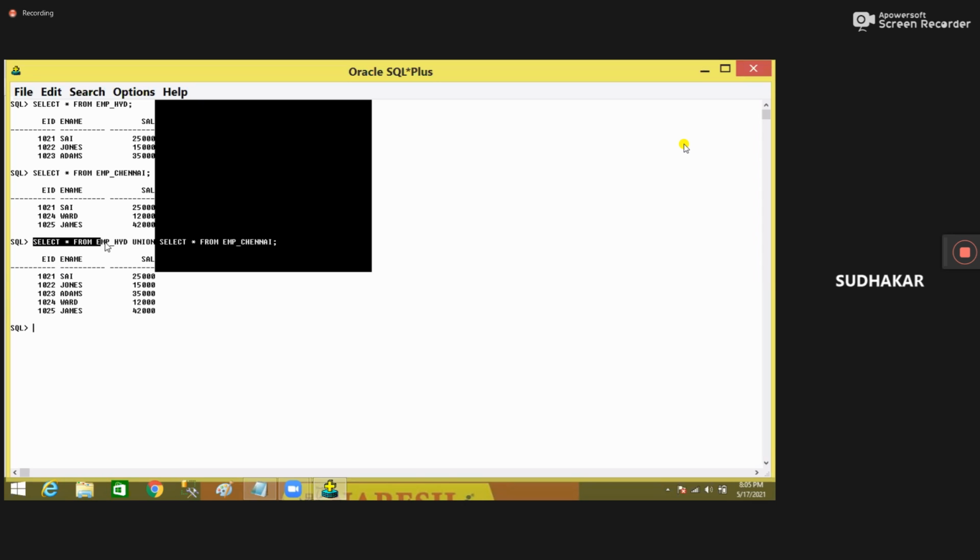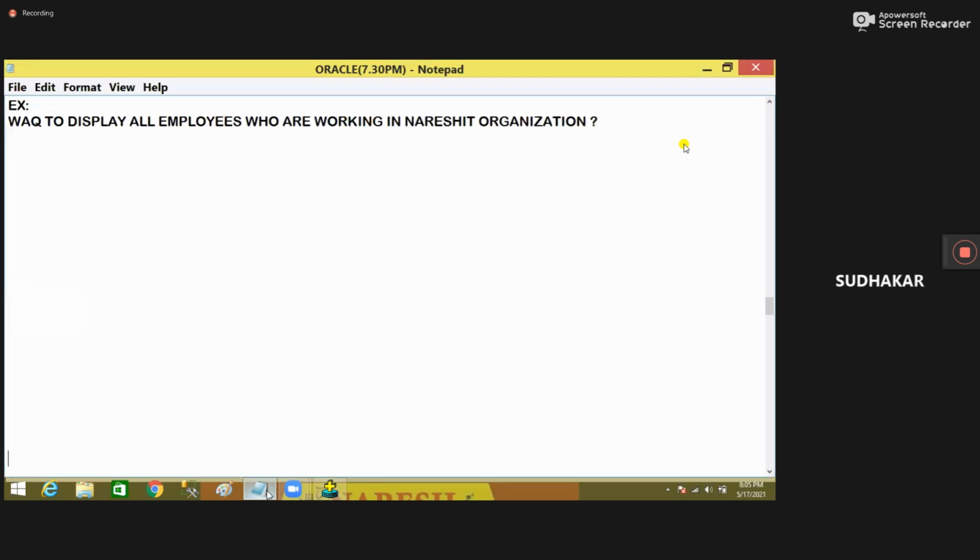Same way, can I use the union all operator? Suppose in this example I'm using union all and I write select star from EMP underscore Chennai and execute it now. What happened? You can see 1021 Sai 25,000 and 1021 Sai 25,000. So including duplicates, we are getting now. This is the union all difference. Now we are displaying the complete employees' information who are working under the Naresh IT organization.